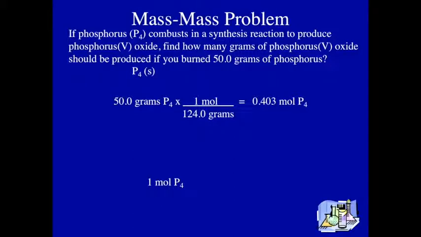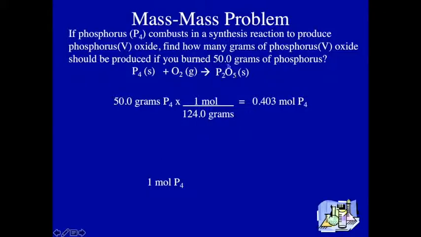Therefore, I have P4, which is my phosphorus in its normal state, plus oxygen gas giving me this molecule, P2O5. The 5 oxides have an overall -10 charge because each oxide is -2. These phosphorus have a +5 charge. I need 2 +5s to make a +10 to cancel out the -10 from the oxygens. That's the simplest way I can make this molecule.